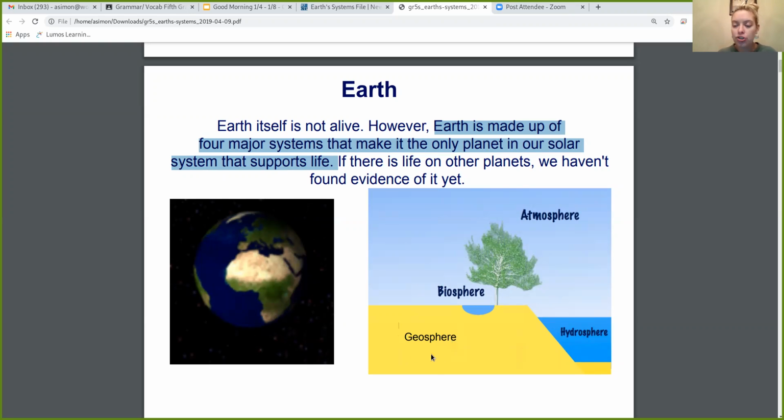If you look at the word geosphere, look at that prefix, geo. We can think of other words that have that prefix geo in it. If we think of geography, geography is the study of land. So that can help us in trying to figure out what the geosphere is all about.